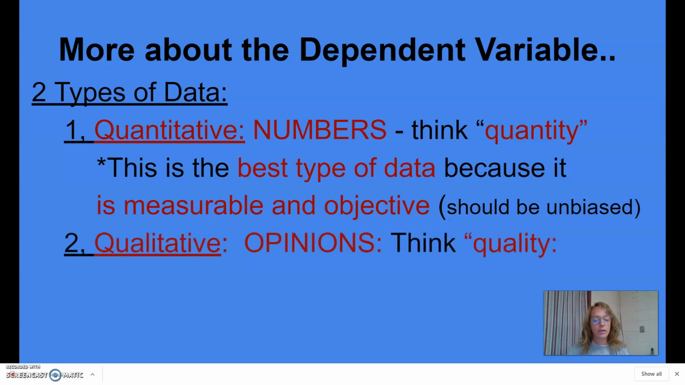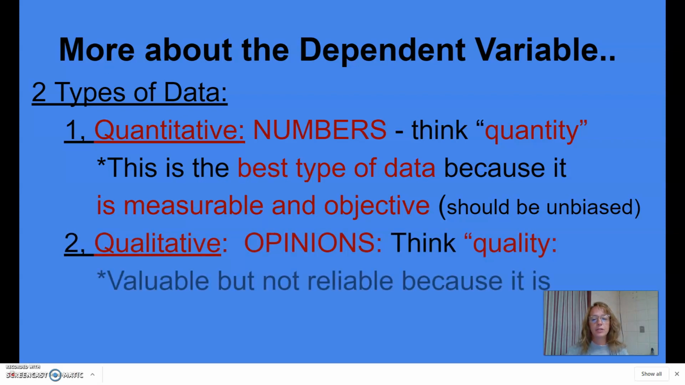Qualitative data, think quality or opinions, and that is usually based on what you think. So maybe you think your plant looks really healthy. Maybe you think it's a nice bright green. Well, what does bright green mean to you versus what it means to me? What does healthy mean to you versus me? So these are more adjectives based on opinion, subject to change because of how we all think differently. So make sure you know the difference between the both. Make sure you know quantitative is better.